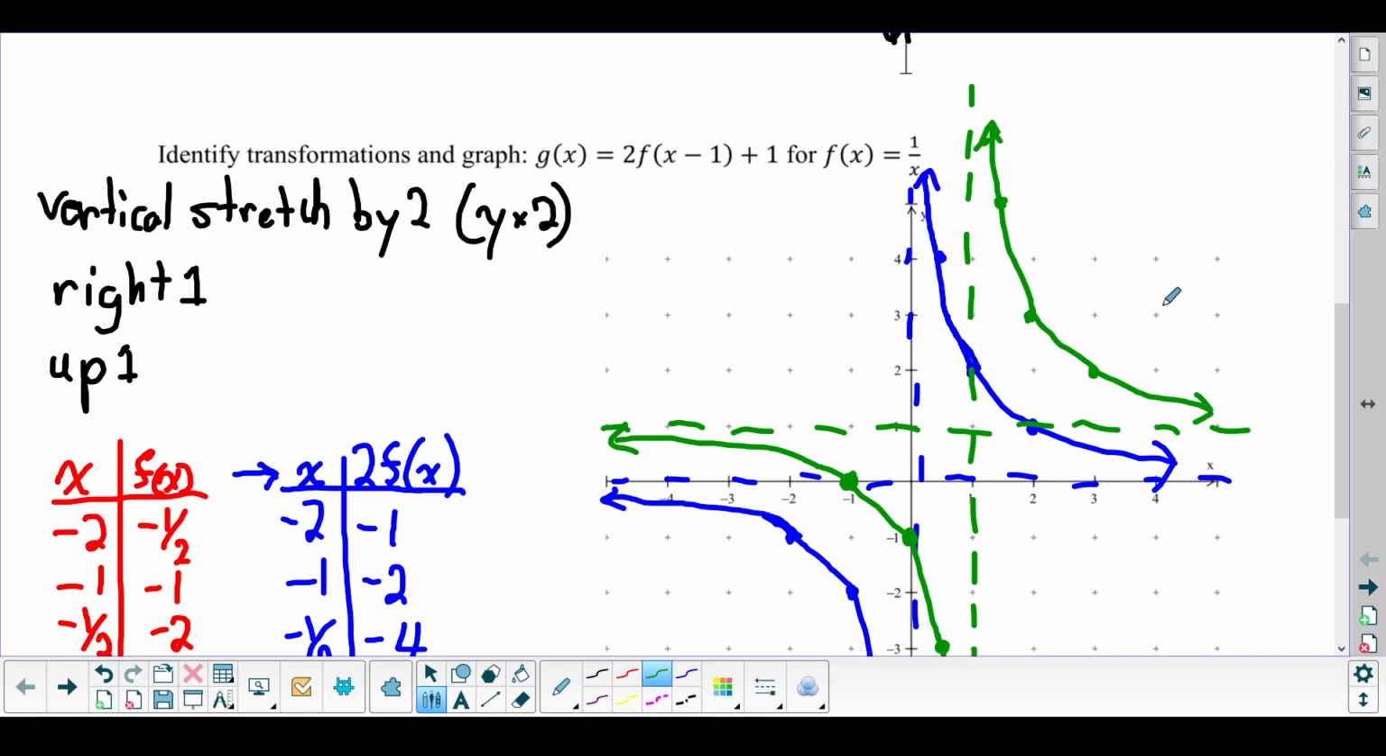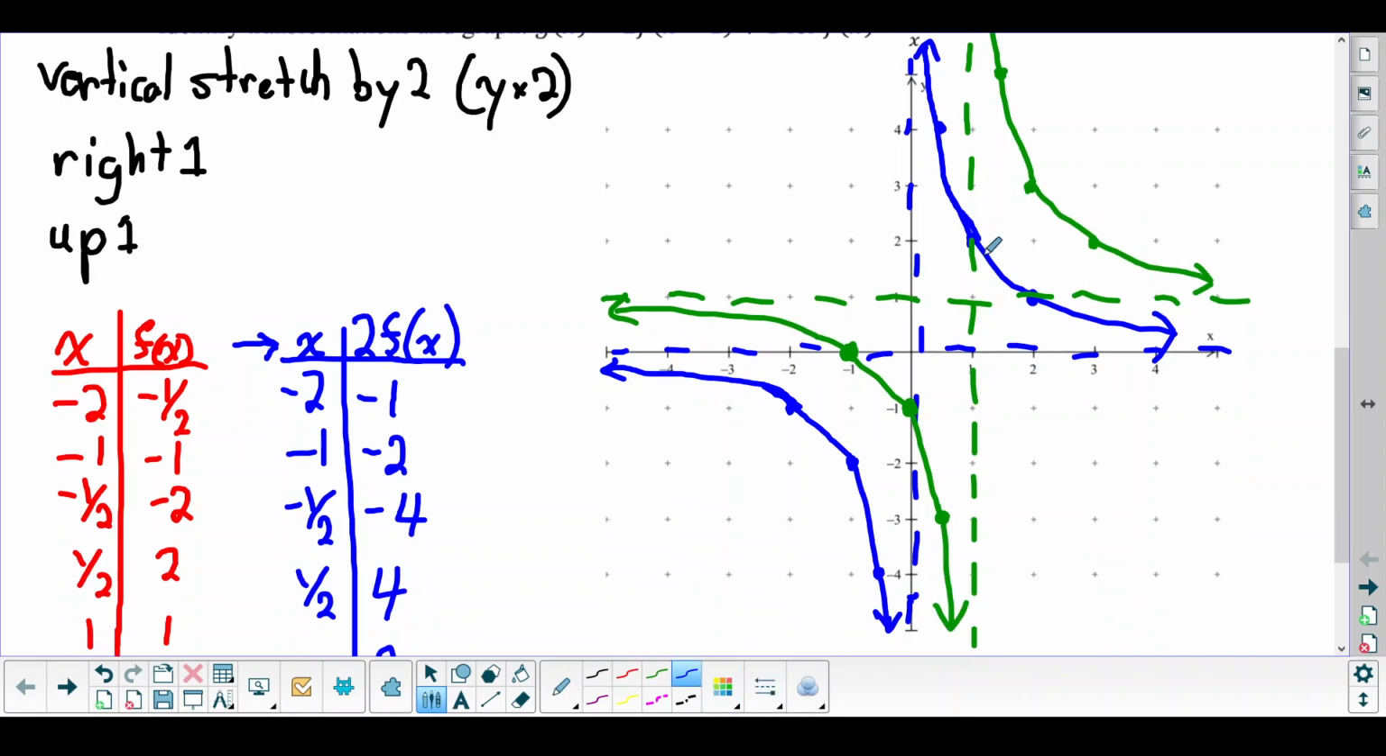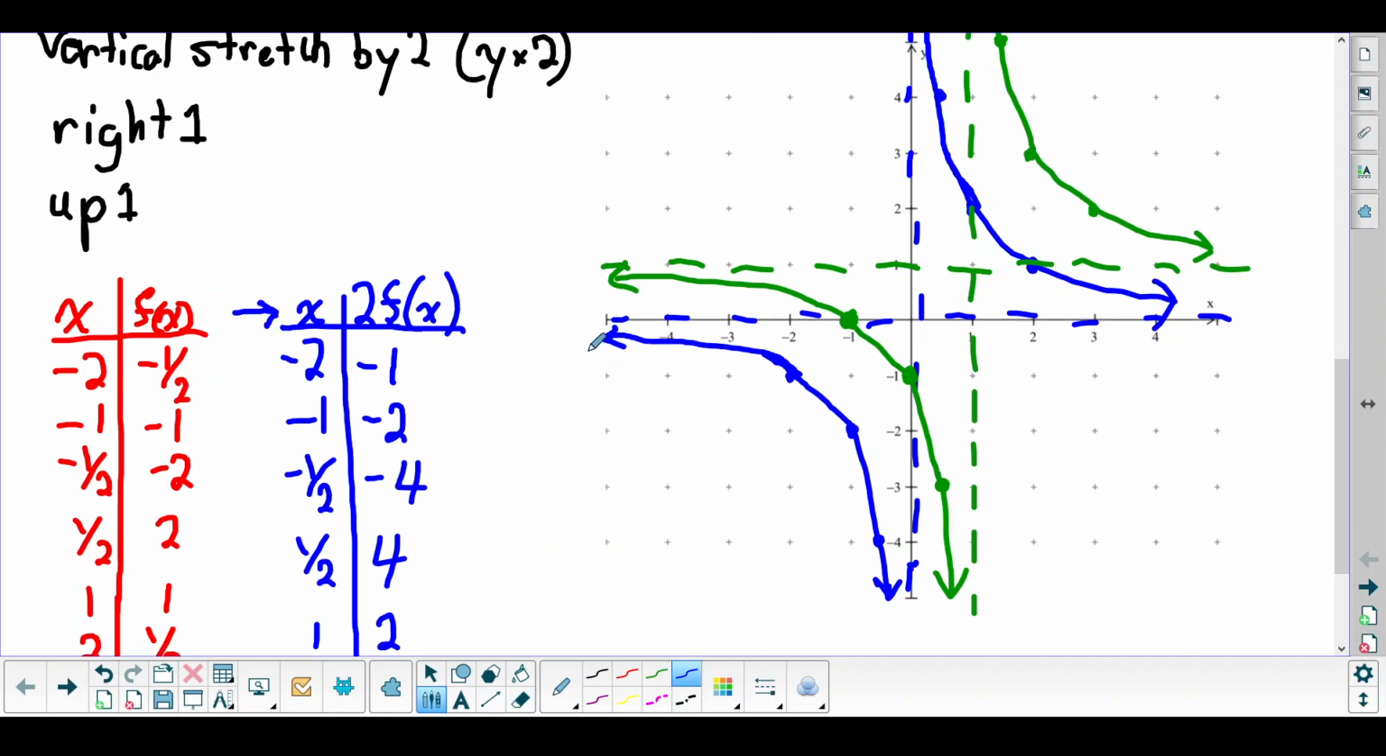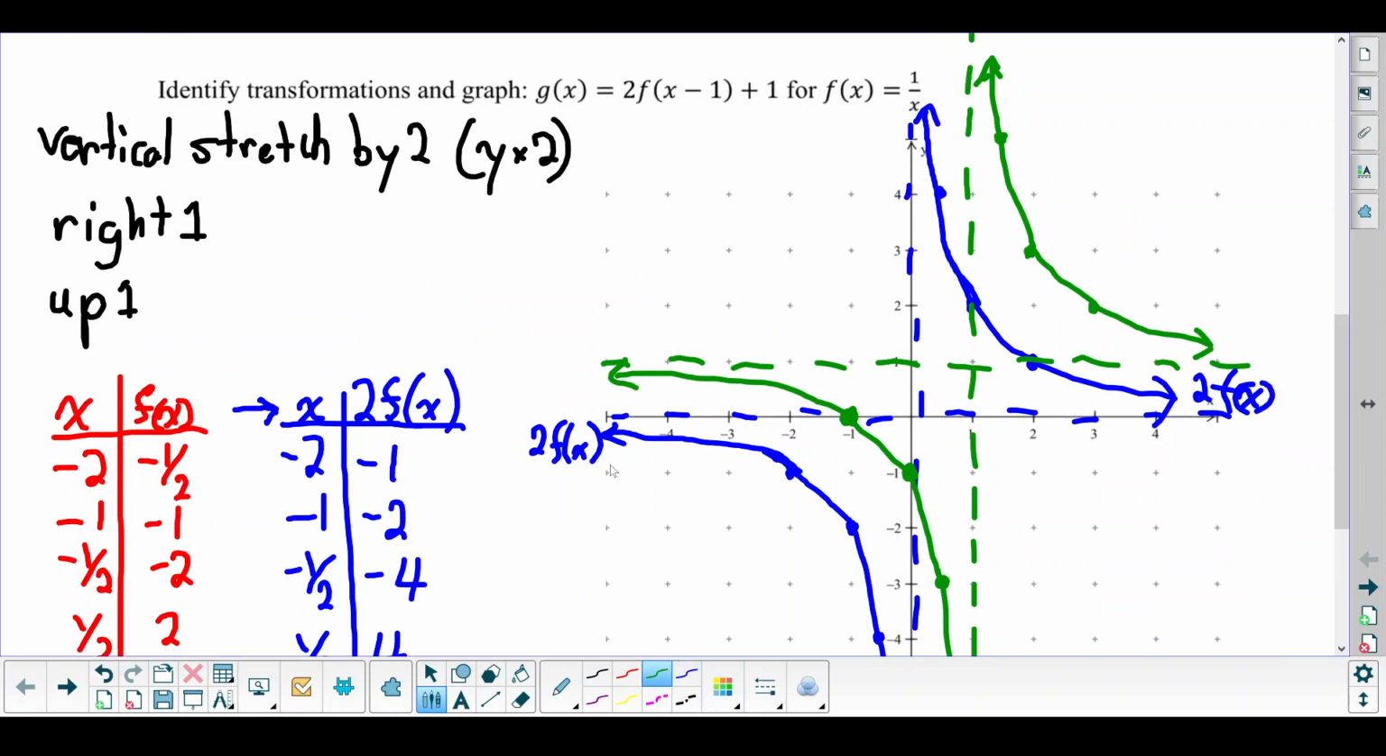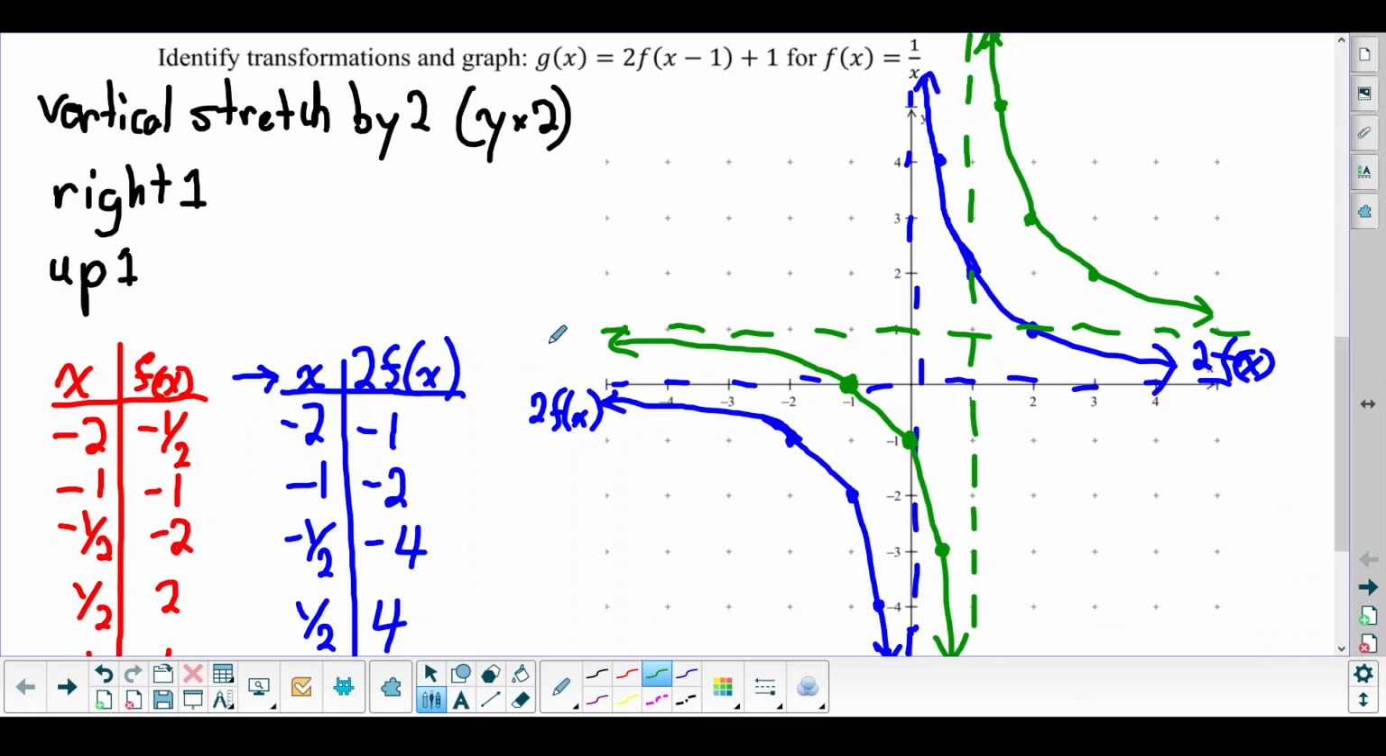And we get our graph. So we should label them real quick. So this blue one, we have 2 pieces of it, so it's worth labeling it twice. So this is 2f of x, and so is this one, 2f of x. And our green one is our g of x. So we'll once again label that twice, g of x.